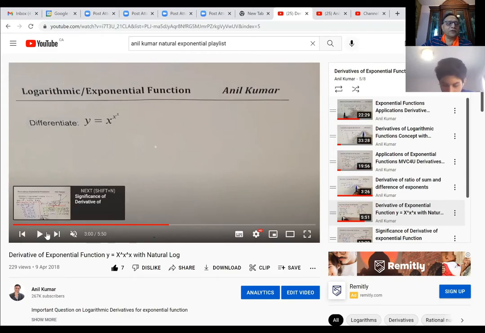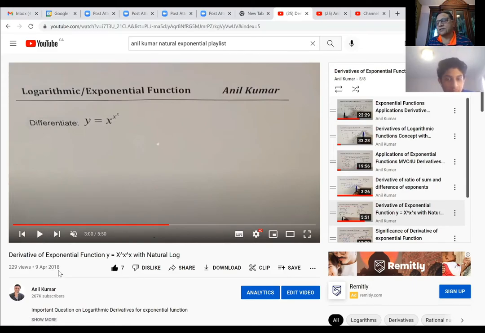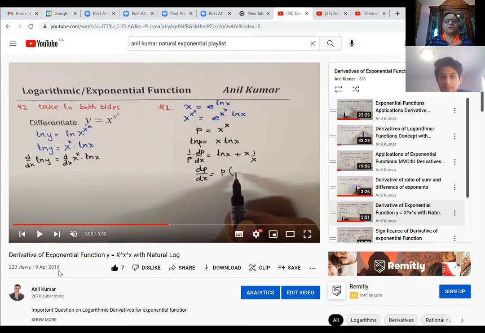I'm just going to go to the middle of the video to show you the strategy which we are going to adopt to find the derivative of this particular function. Do you see what we have done? Yes, sir. Taking log on both sides. Natural log we took, right? So ln y is equal to ln of x to the power of x to the power of x, correct? Correct.